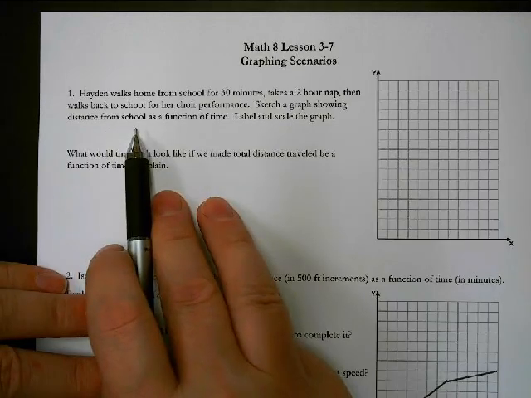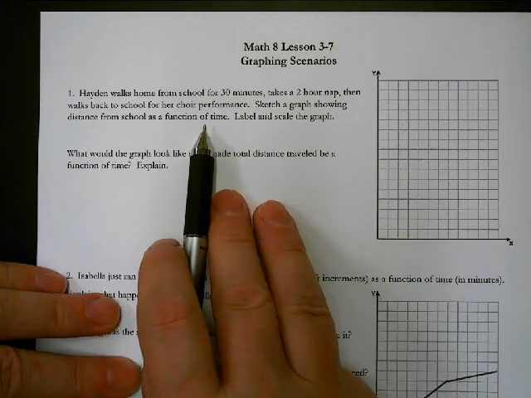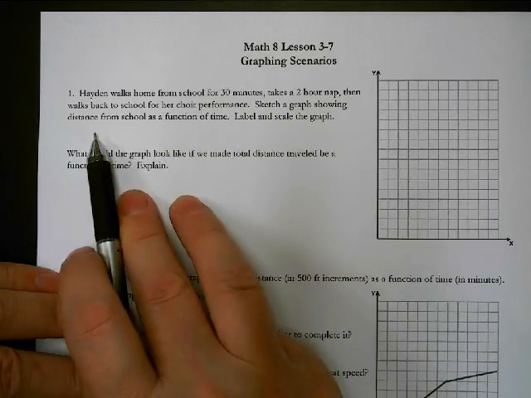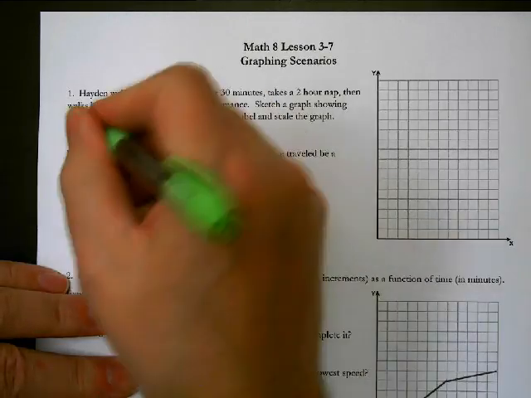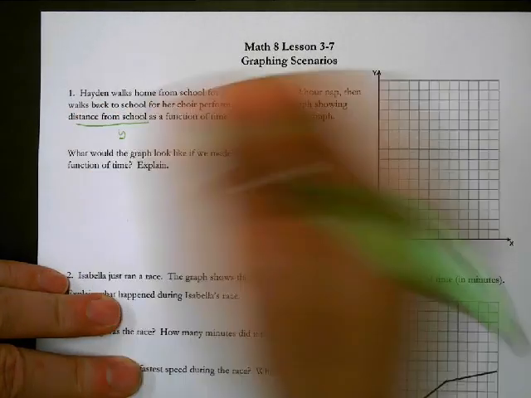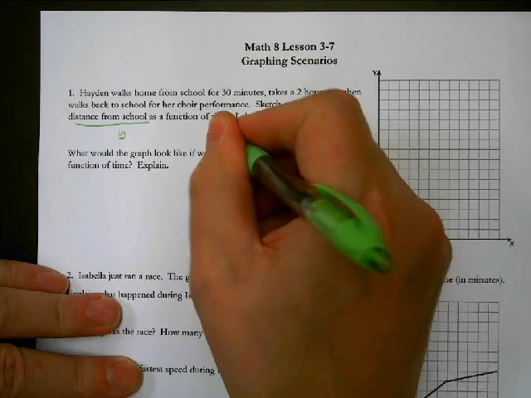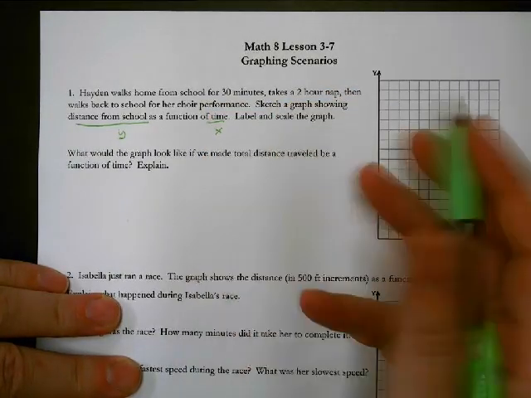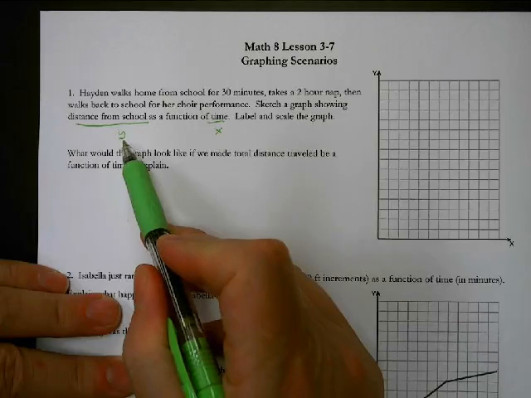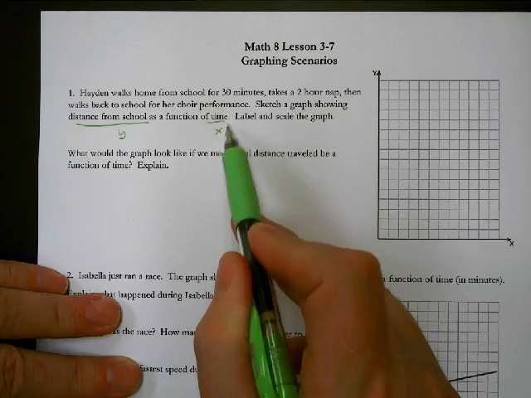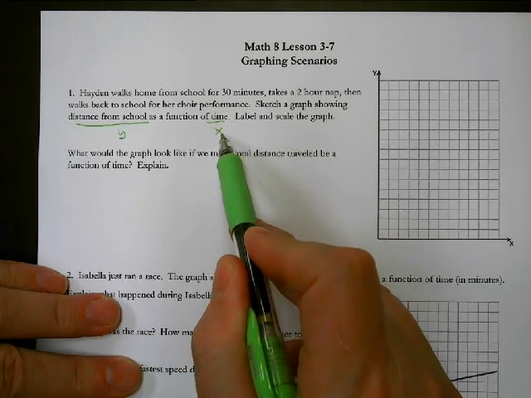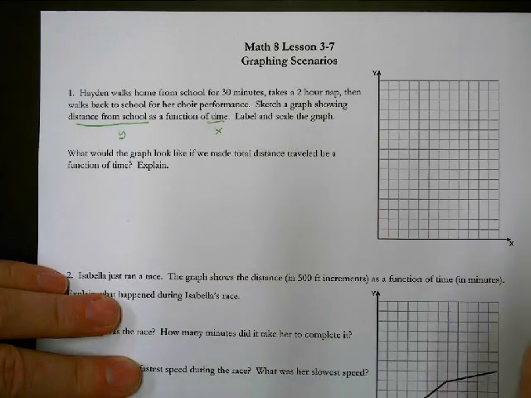So how far she is from school is going to be caused by time. So if distance from school is a function of time, that means distance from school is going to be the y value, and time will be our x value. Said differently, y is the dependent quantity because her distance from school depends on how long she's been walking for, the time. All right, label and scale the graph.